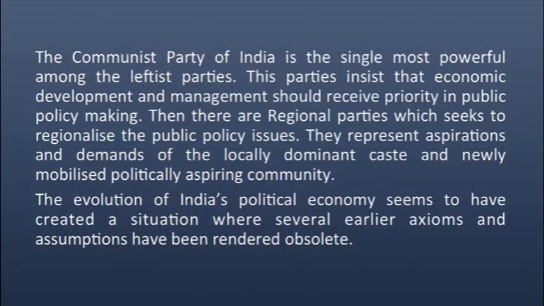Thus, we see that the political economy and the political scene of the country are totally different. We have coalitions in the country and the public policy formulation depends on this. Thus students, we see that political parties are important organs of the machinery for public policy formulation in the country.